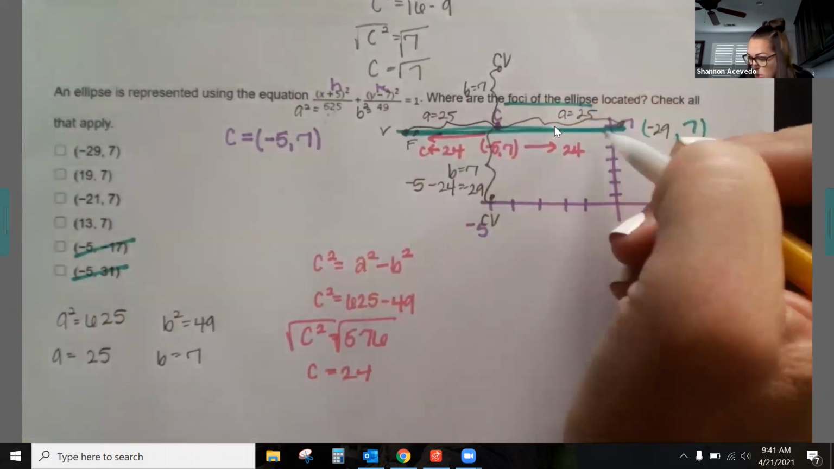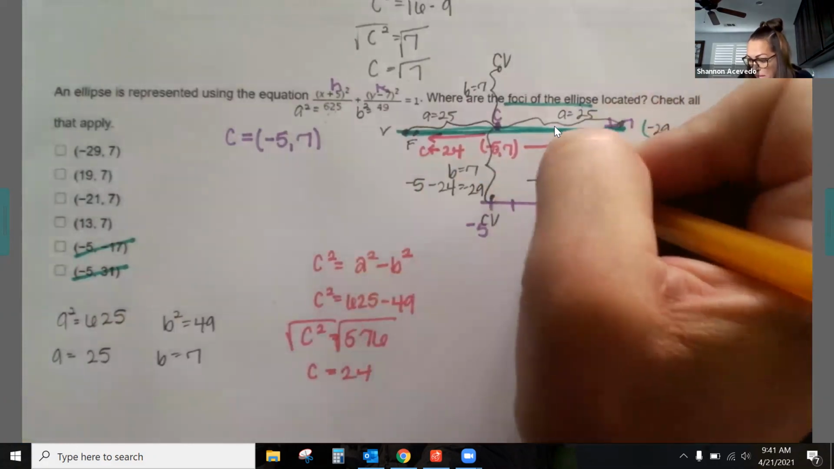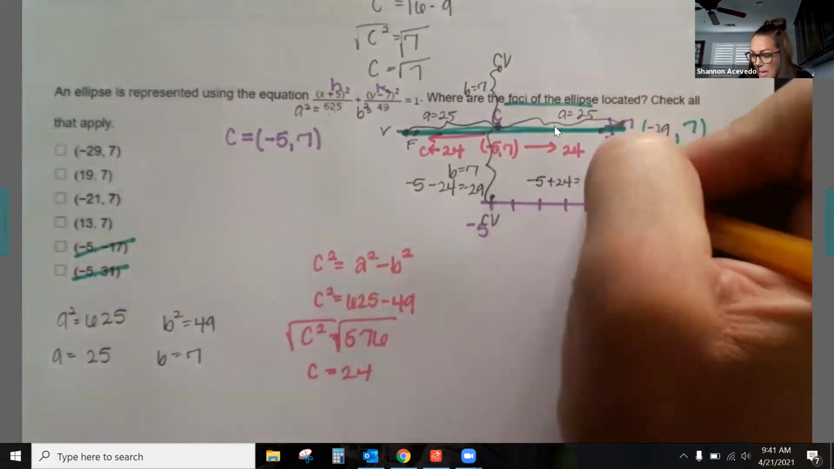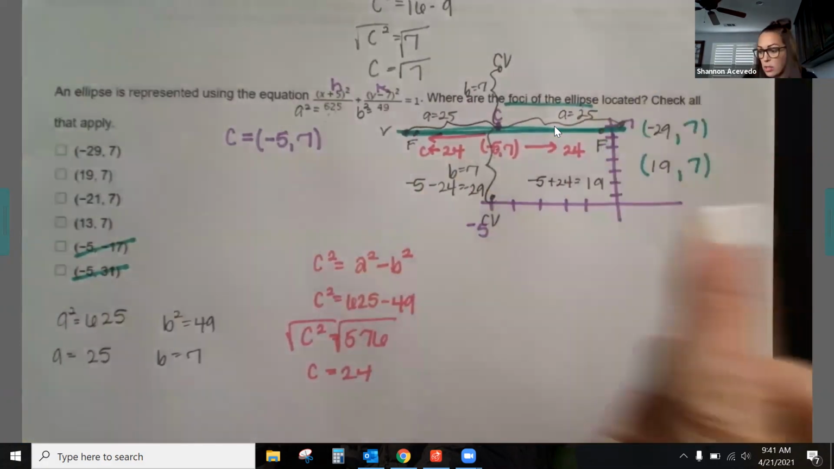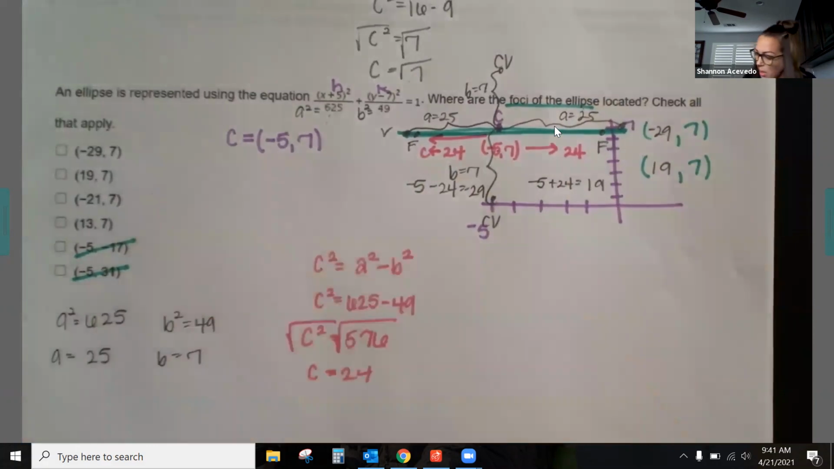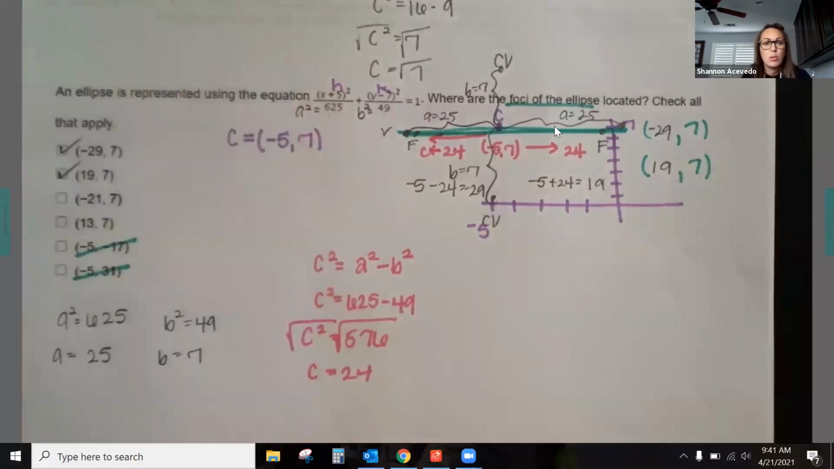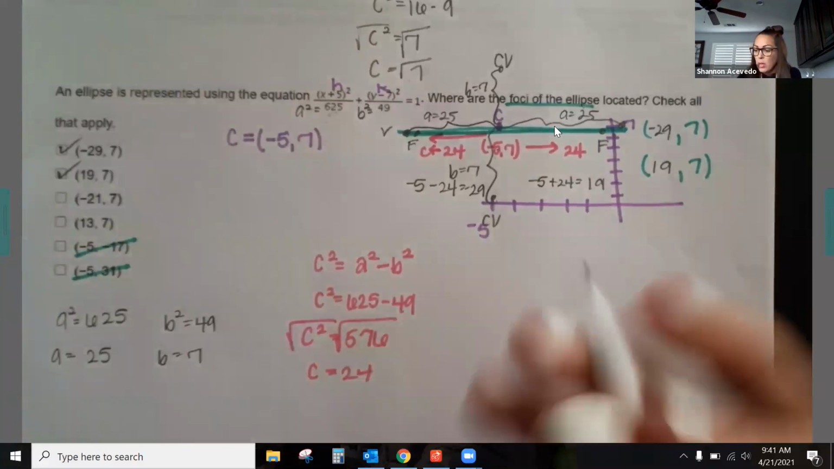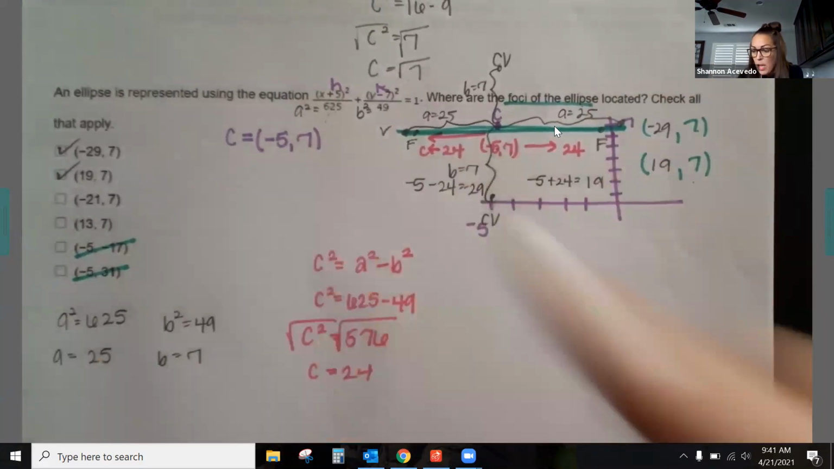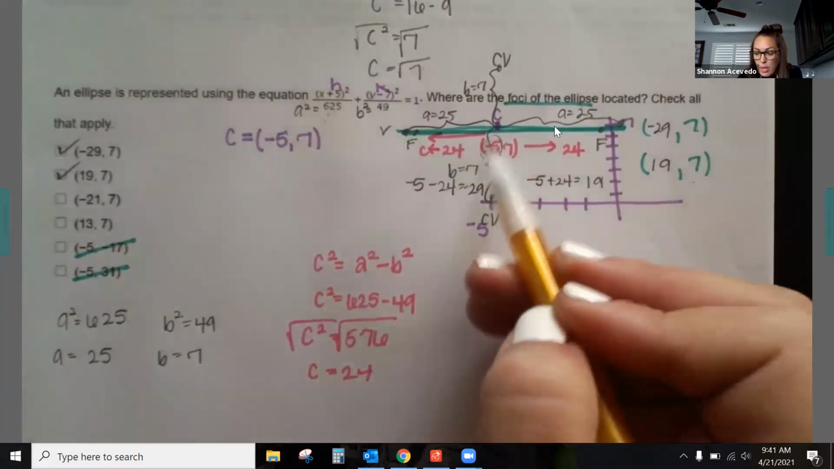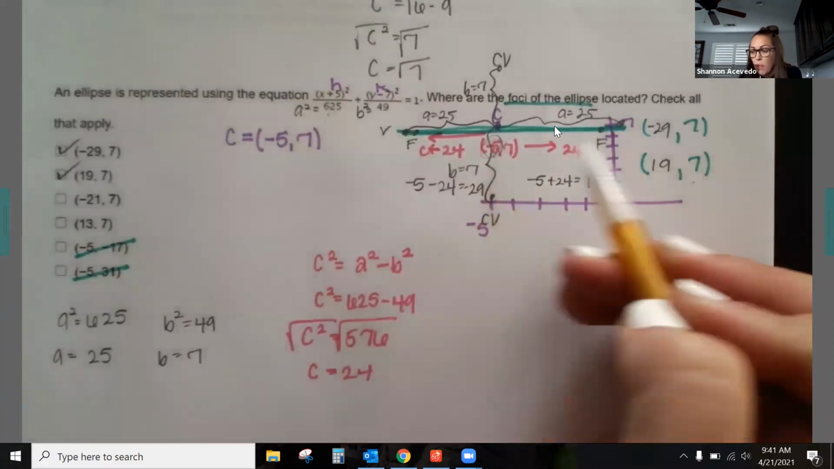And if I'm going to go to the right, I'm going to start at my -5, and I'm going to add 24, and that's going to put me at 19 for my other foci. So those are the 2 points. Again, notice the y values all stayed the same because they're on that same horizontal line. I'm counting from where this x value is. From -5 I need to go -24 and I need to go +24 to get these 2 points.